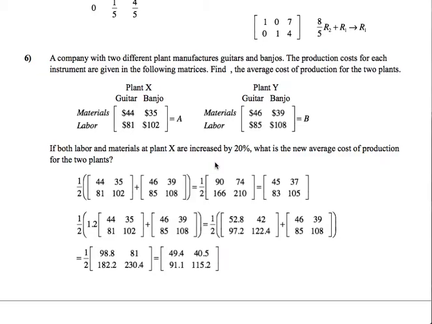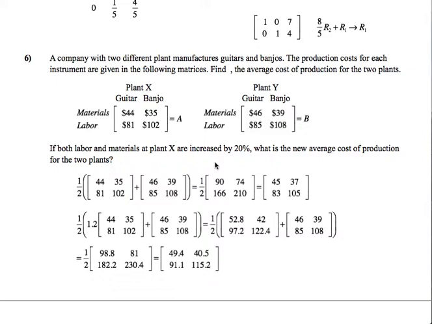Okay, carry on now with question 6. Question 6 represents the cost of materials and labor at 2 musical instrument manufacturing plants. In plant X, we make guitars and banjos, and in plant Y, we make guitars and banjos. And each plant has a different cost of materials and labor for each of the 2 instruments. And so we're asked to find the average cost.